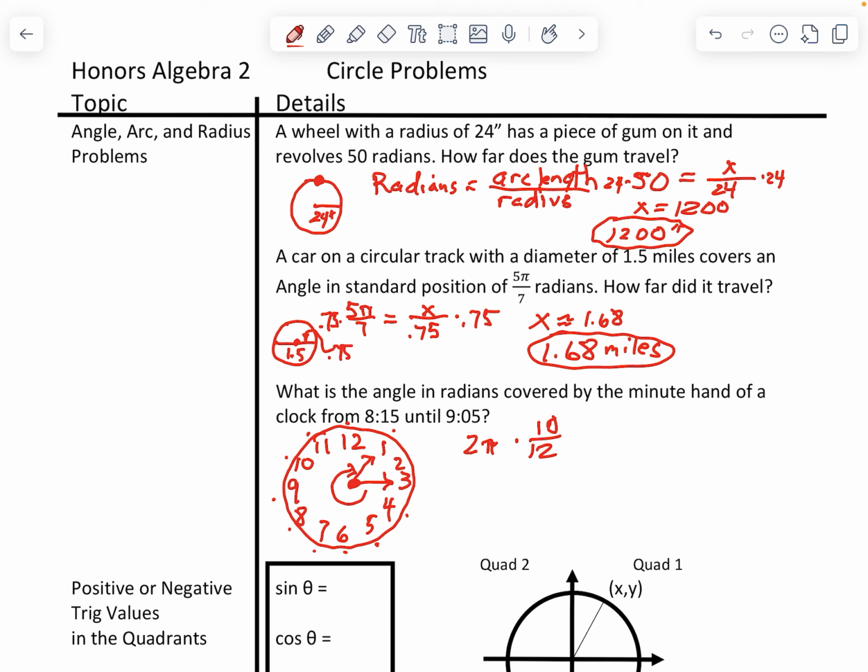If we multiply that, we get 20 pi over 12, which we can reduce. We can take a 4 out of both of those, and we're going to get 5 pi over 3 for our angle. So that's what angle is covered from 8:15 until 9:05.